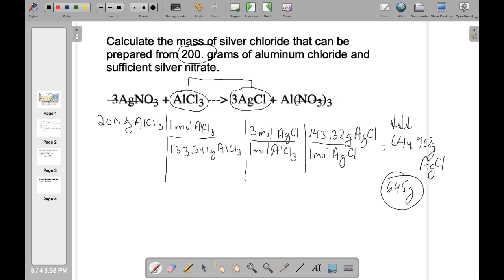Yet again, I could look at how it cancels. Grams of aluminum chloride, grams of aluminum chloride, mole of aluminum chloride, mole of aluminum chloride, mole of silver chloride, a mole of silver chloride, and now I have my answer, grams of silver chloride.